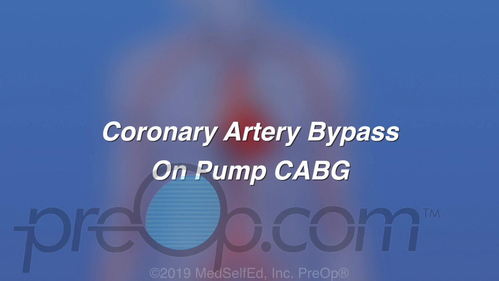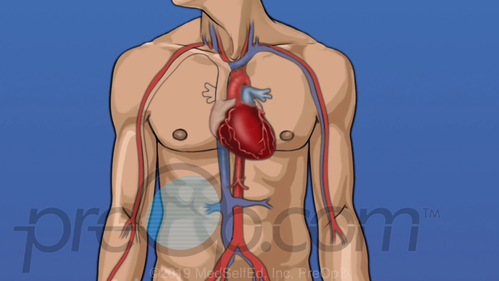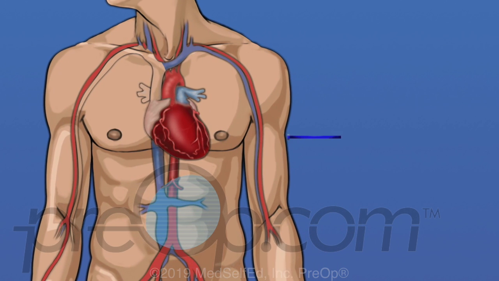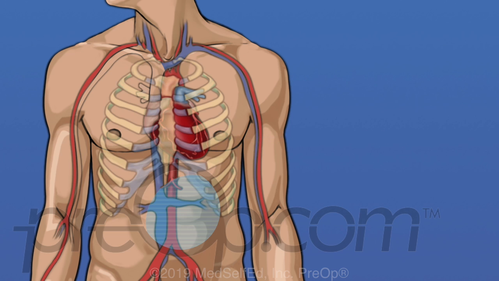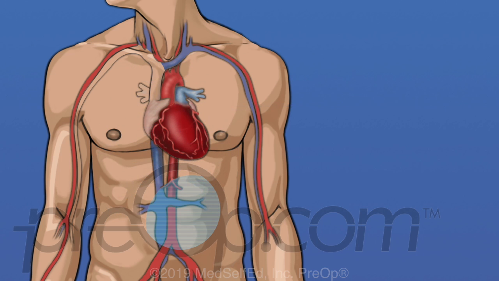Your doctor has recommended an on-pump coronary artery bypass graft procedure, also called CABG. Before we talk about this procedure, let's review some information about your body and your medical condition. The heart is in the middle of the chest, under the ribs. It is protected by the sternum, also called the breastbone. The heart is a muscle that pumps blood to all parts of the body through blood vessels called arteries. Veins are vessels that carry blood back to the heart.